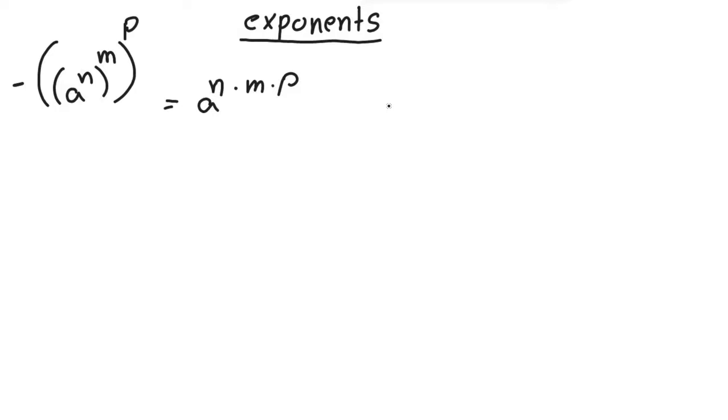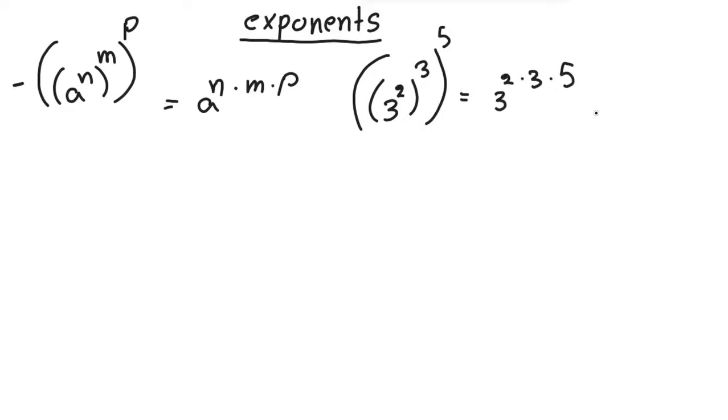Numerical example: 3 to the power of 2, to the power of 3, to the power of 5. The answer is equal to 3 to the power of 2 times 3 times 5, which is 3 to the power of 2 times 3, 6, 6 times 5, 30. So that's the answer.